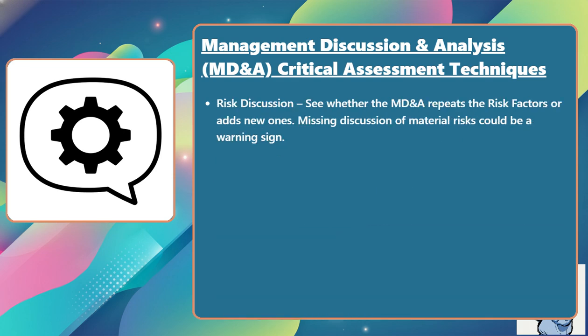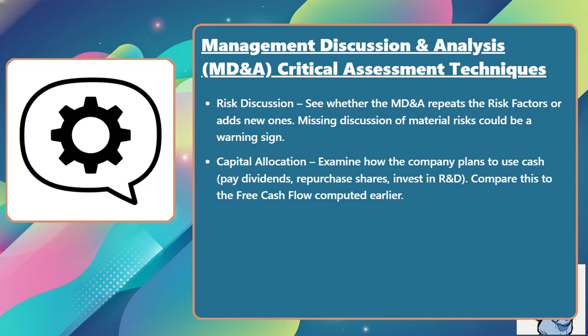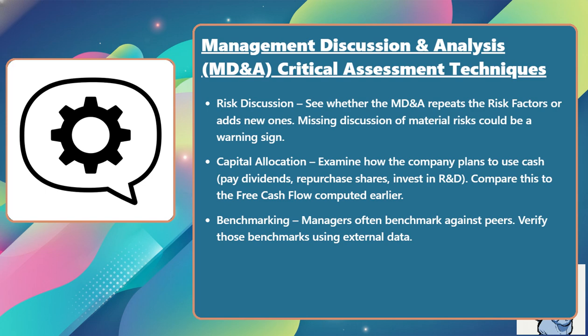Risk discussion. See whether the MD&A repeats the risk factors or adds new ones. Missing discussion of material risks could be a warning sign. Capital allocation. Examine how the company plans to use cash: pay dividends, repurchase shares, invest in research and development. Compare this to the free cash flow computed earlier. Benchmarking. Managers often benchmark against peers. Verify those benchmarks using external data.